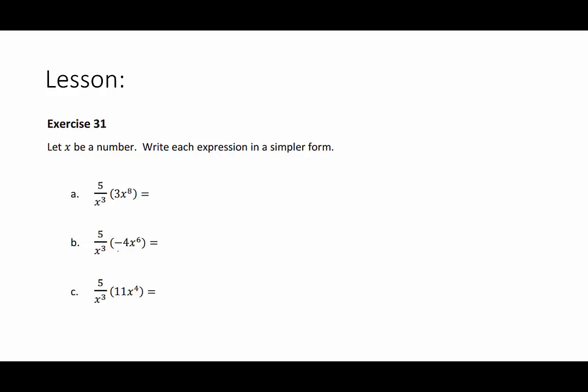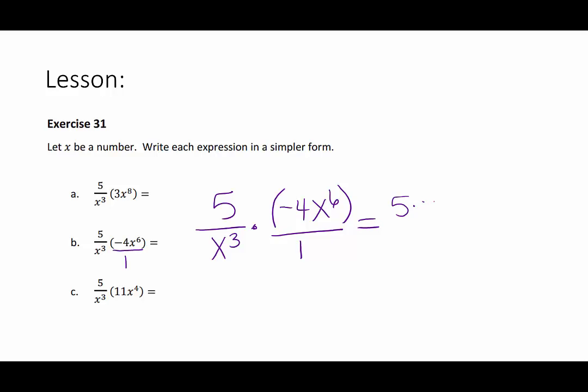On b, we're going to do the same thing by putting this over 1 to make it a fraction. So we'll say 5 over x to the 3rd power times negative 4x to the 6th power all over 1. If we multiply it out or expand it out, we have 5 times negative 4 times x to the 6th power all over x to the 3rd power.